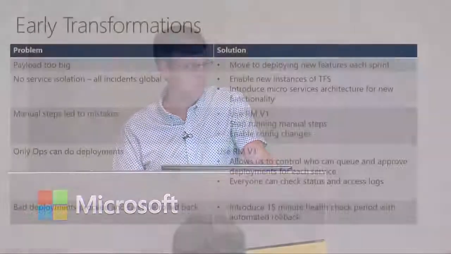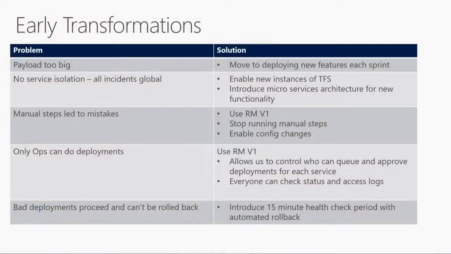And the other problem we hit was we'd have bad deployments and they would immediately manifest themselves, but we would just proceed on. We have two phases to our deployments. One is to update binaries, the other is to update our databases. Once we upgraded those databases, there's no rollback. We couldn't go back.